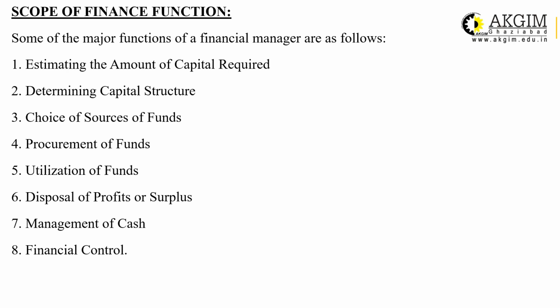Then comes financial control. Obviously, control is required. If it is not controlled, then you are not able to achieve your objective, and your activities will be distracted, and the final result can be against the basic objective of the company.